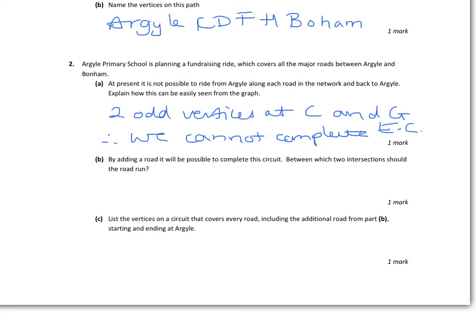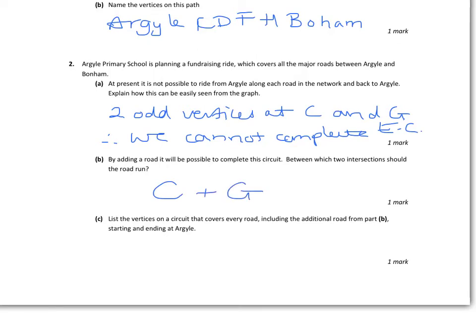So part B, by adding a road, will it be possible to complete the circuit? Between which two intersections should the road run? Whenever we're trying to turn a graph into one where it is possible to have an Euler circuit, if there are two odd vertices, these are the vertices between which we add the extra edge. So we're going to add our extra road between C and G.